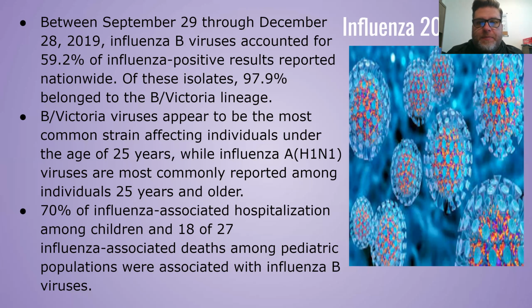B Victoria viruses appear to be the most common strain affecting individuals under the age of 25, while influenza A, H1N1 viruses are more commonly reported among individuals 25 and older. So B impacted younger people more than A did. 70% of influenza-associated hospitalizations among children were ages 18 to 27.